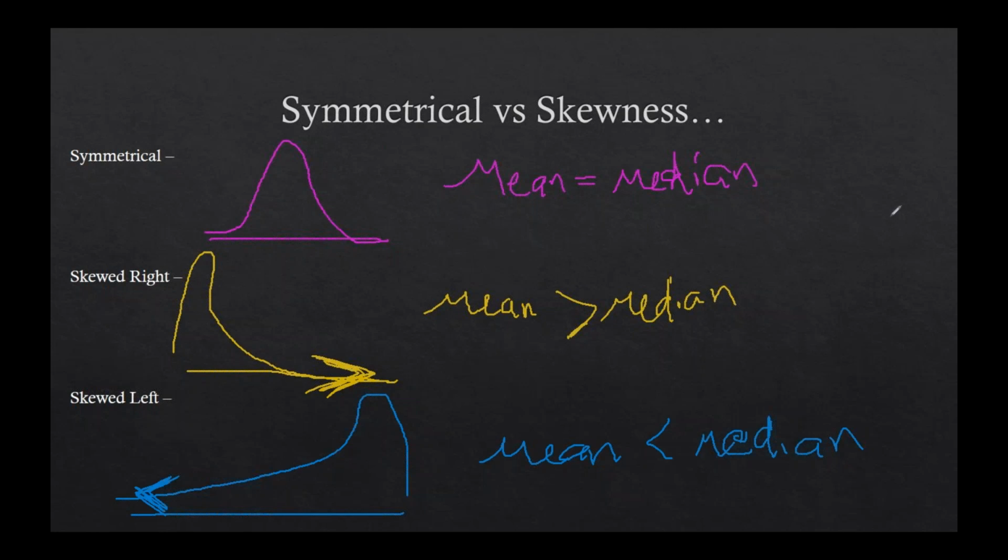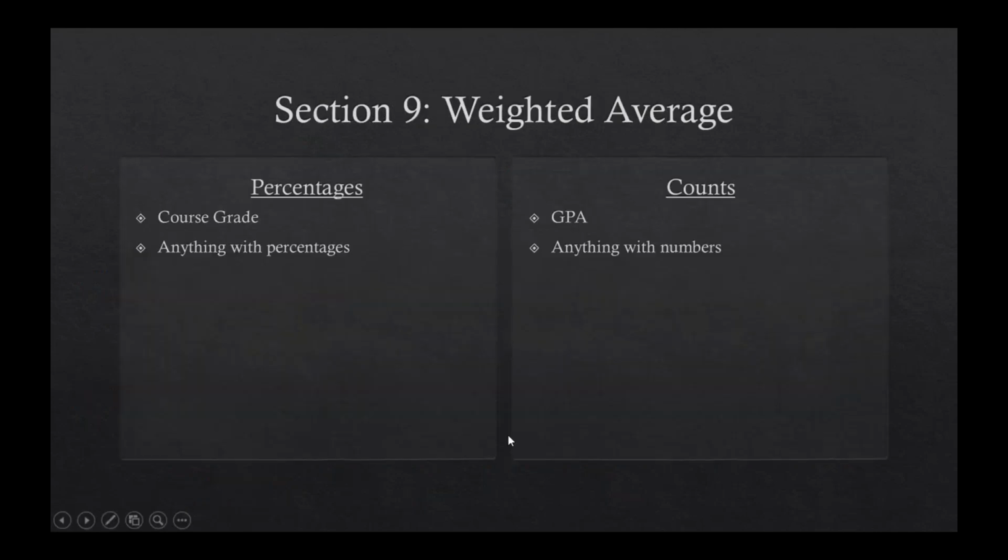All right, that's section 8. Flew right through the end of that. And now we're into section 9. Section 9 is what your first project is over. We're actually going to do an example by hand that is very similar to what your project is going to look like. So we are going to get into weighted averages in section 9.